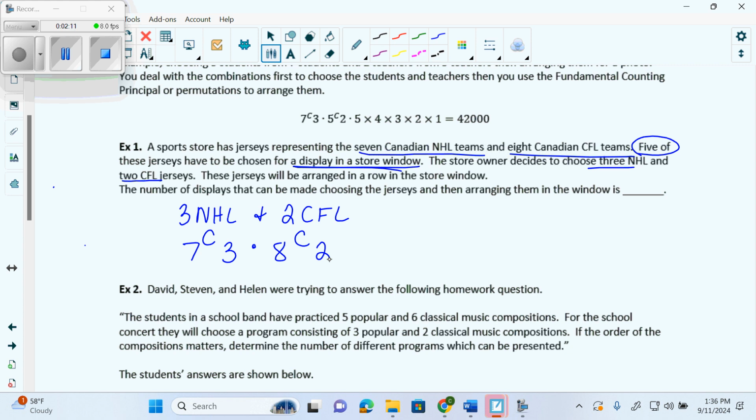I'm getting the 5 jerseys by doing 7C3, 8C2 to get the 5 jerseys, and now I need to arrange them. So I need to arrange 5 of them. So I go times 5, times 4, times 3, times 2, times 1. Or I could go 5 factorial. Or I could go 5P5. I could multiply by any of these 3. They all mean the same thing.